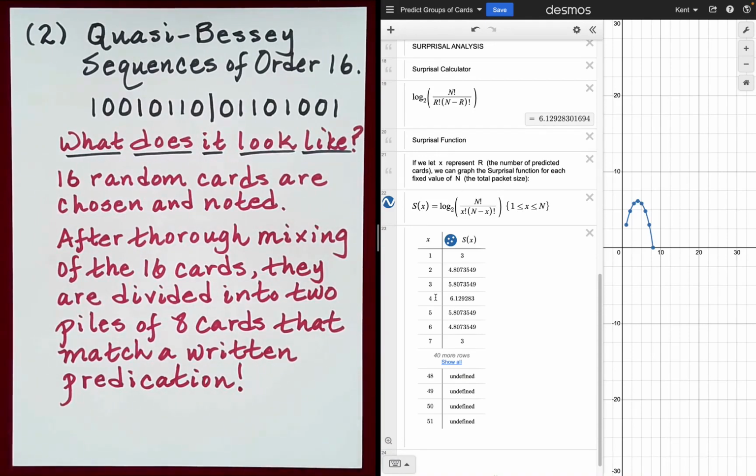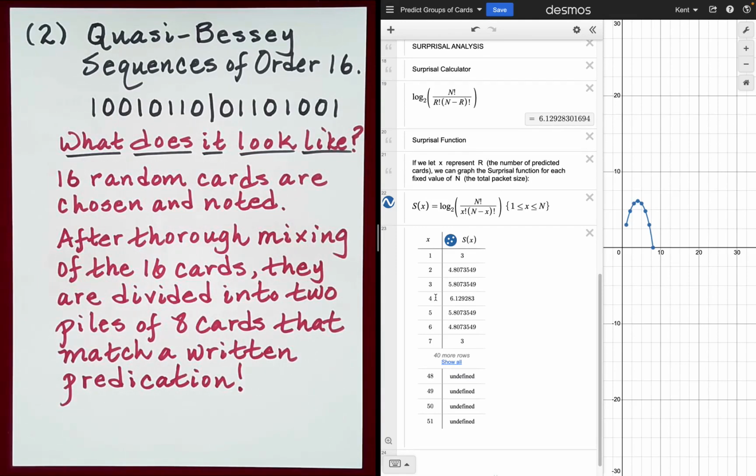Recall a Quasi-Bessey sequence of order 16 has this form right here. So what does this one look like? Well, if you've watched my video on Quasi-Bessey sequences that uses the law of attraction narrative, that particular performance gets a wonderfully strong response from the spectators that I've shown it to. And we'll see why in just a moment, because the Surprisal value for that routine is very high.